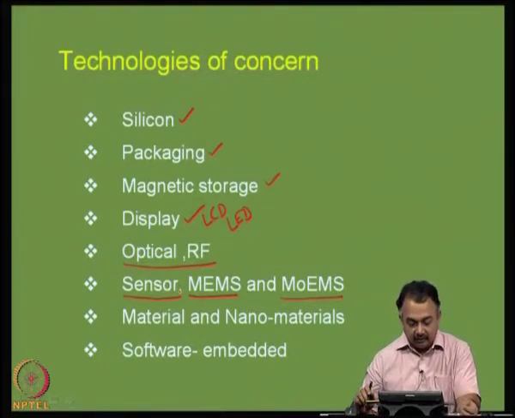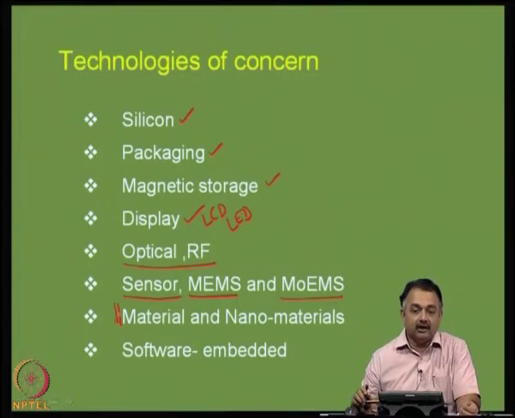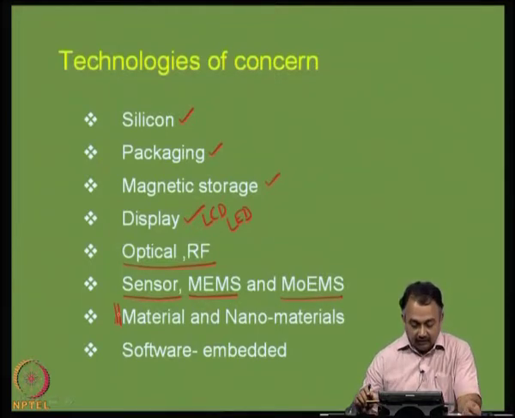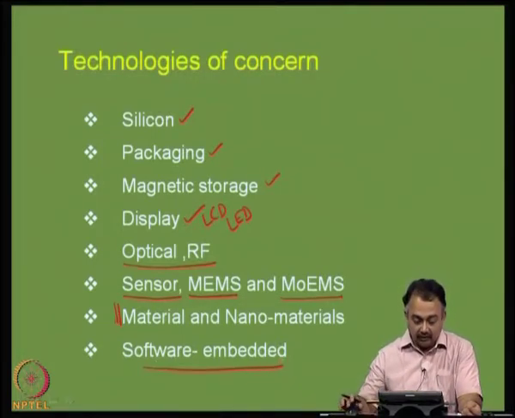MEMS industry is growing, sensor technologies are improving, materials and nanomaterials. Nevertheless, we are always on the constant lookout for new materials, because new materials will exhibit better electrical properties, better thermal management, better thermal properties like heat dissipation and removal of heat from surfaces, and software of course is embedded in systems. It is very important nevertheless.